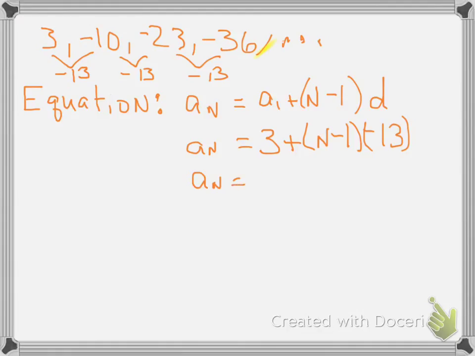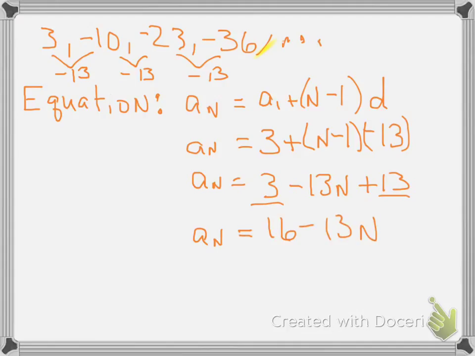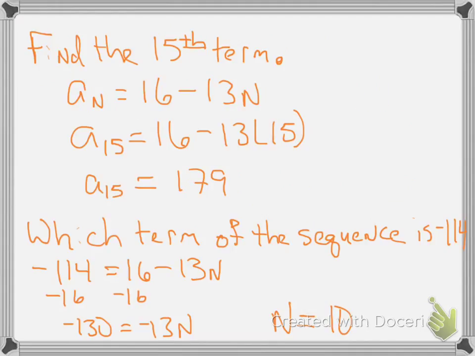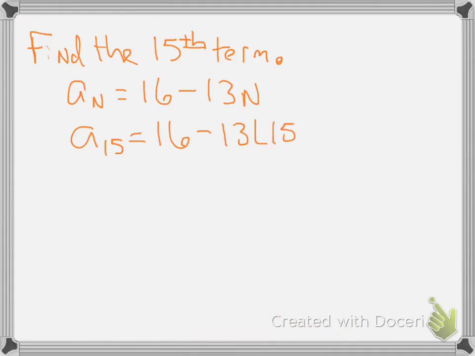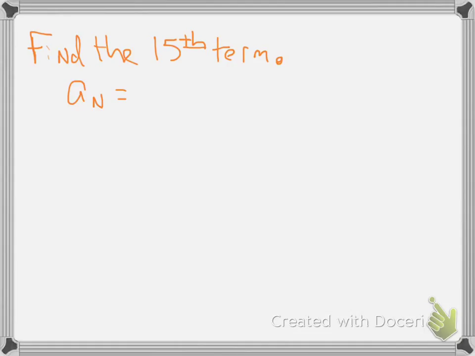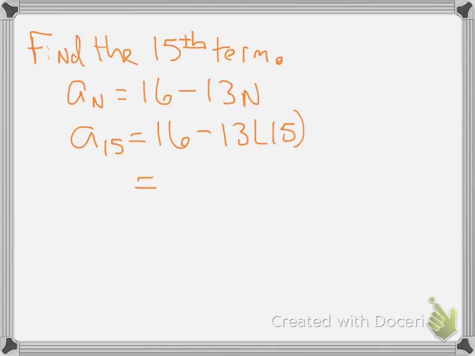Distribute. So I'm going to distribute. Negative times a negative is positive. Combine like terms. So now I get positive 16 minus 13n. Then, whoopsie, went too far. Let's say I want you to find the 15th term. That means you're going to put 15 in place of the n, and you would get an answer of negative 179.